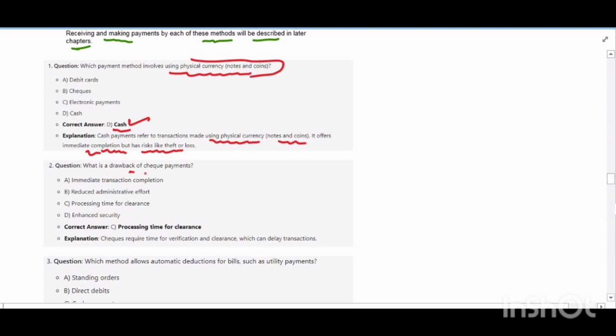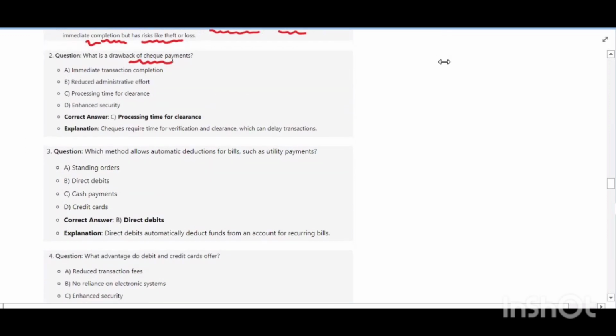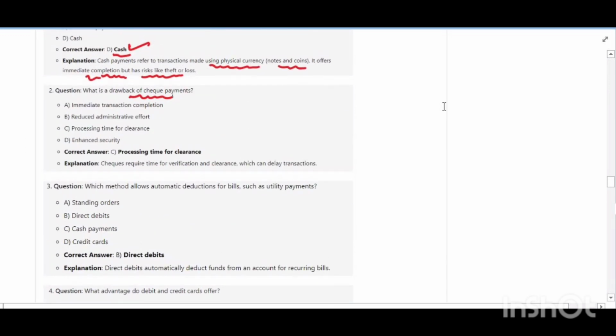What is the drawback of the check method? We have already discussed the drawbacks of the check method. We know that it's time consuming because of processing time, clearance and verification. A check requires time for verification and clearance, which can delay transactions. Clear? So this is the drawback, and that option is, I think, C.